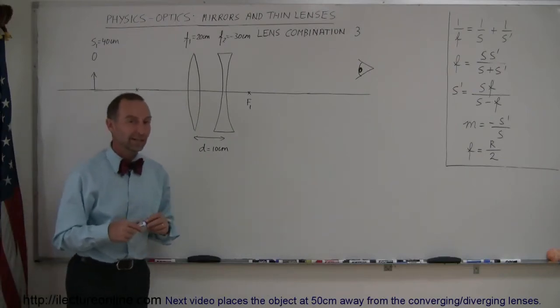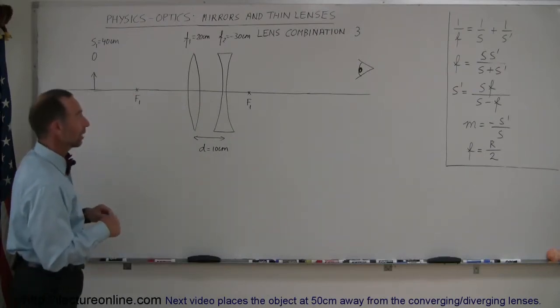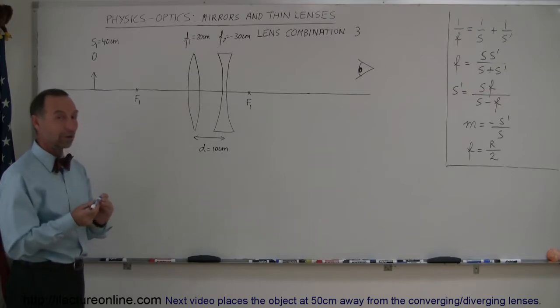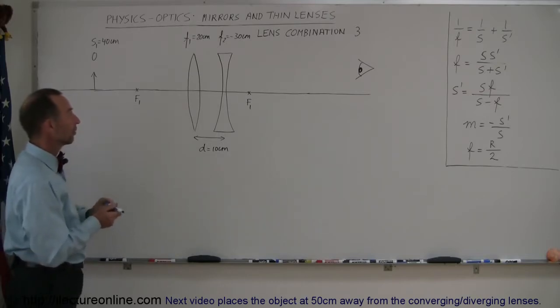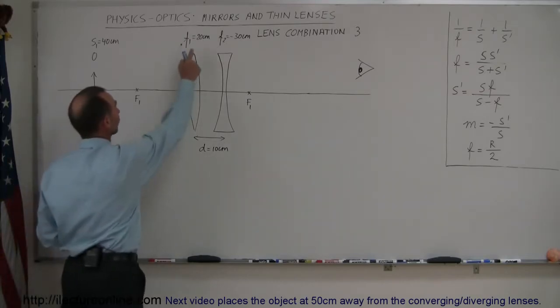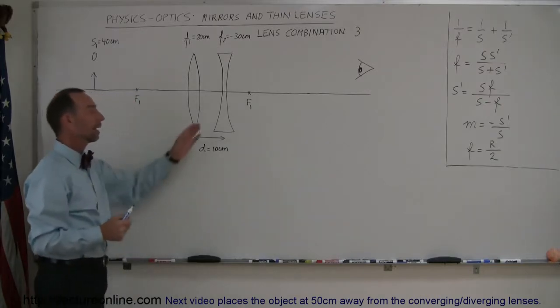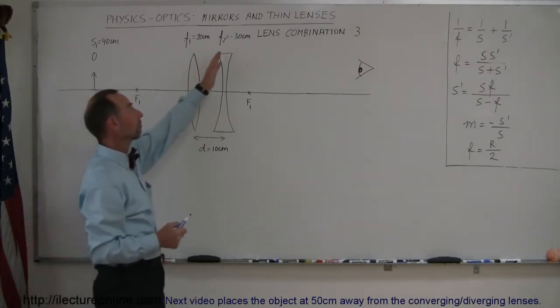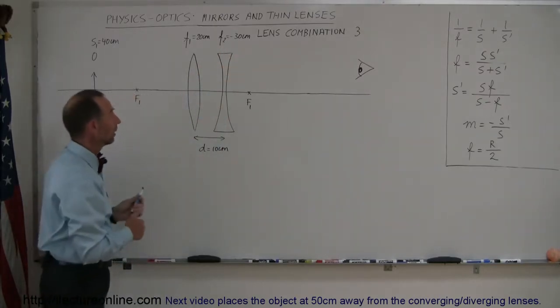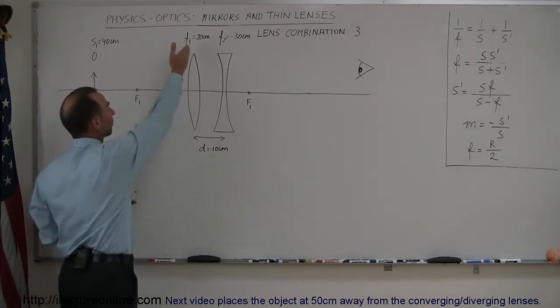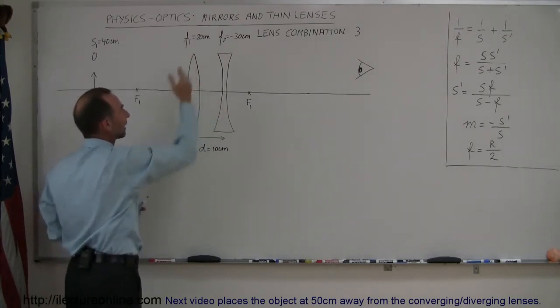Welcome to iLecture Online, and here's combination number 3 for lens combinations. In this case, we are going to combine a converging lens with a focal length of 20 centimeters and a diverging lens with a focal length of minus 30 centimeters. Remember, converging lenses are positive lenses, diverging lenses are negative lenses.